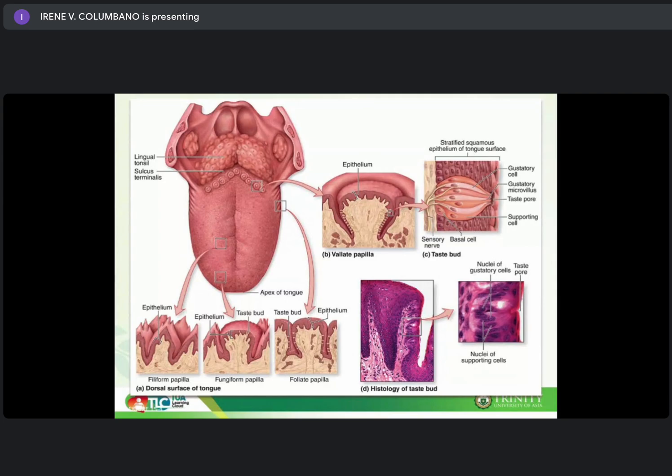So taste buds are present on fungiform and foliate papillae but are much more abundant on vallate papillae. So look, meron din siyang mga cells for taste, yung taste bud, sensory nerve, for that.